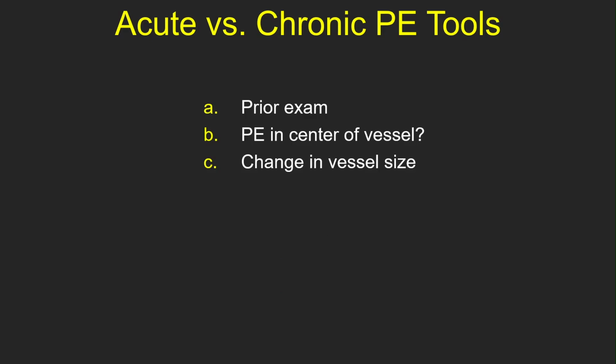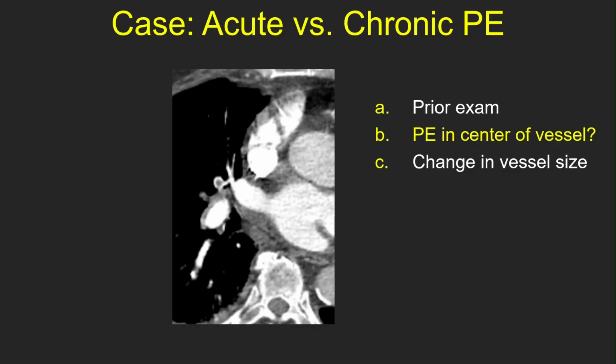Is there a prior exam? Is the PE in the center of a vessel? Is there a change in vessel size at the PE? Let's use these tools in a case. Here's the filling defect. Is the PE in the center of the vessel? Yes, it is. So this is acute. How about this one? It's eccentric, so it's chronic. For this filling defect, is there a change in vessel size? Yes, it's contracted, so this is chronic.